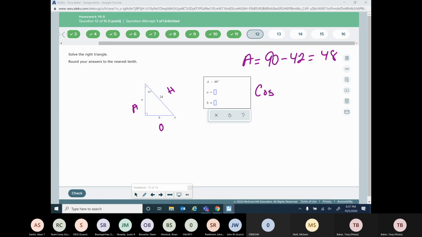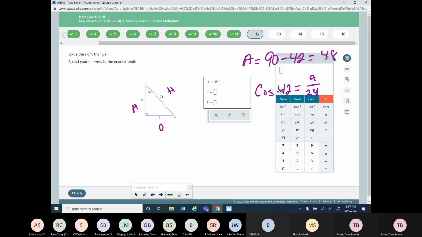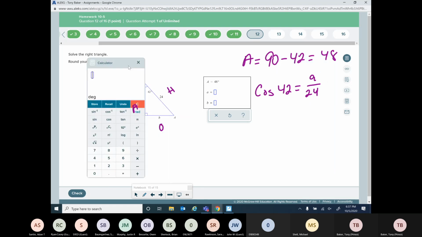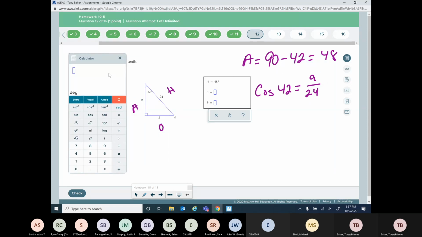So I'm going to use cosine. The cosine of 42 equals A over 24. Since the variable's on the top, we're going to multiply for this one. So I do 24 times cosine 42. And we get 17.8.